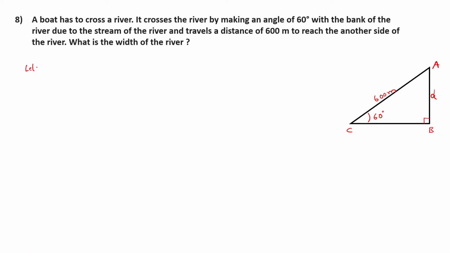So let AB be the width of the river. That is what we have to find. AB be the width of the river. C is the initial position of the boat.